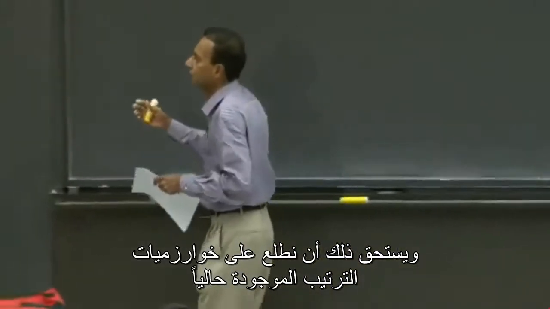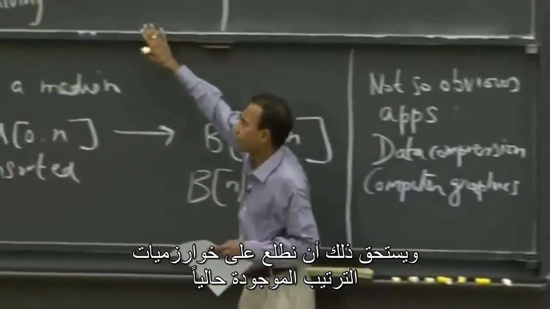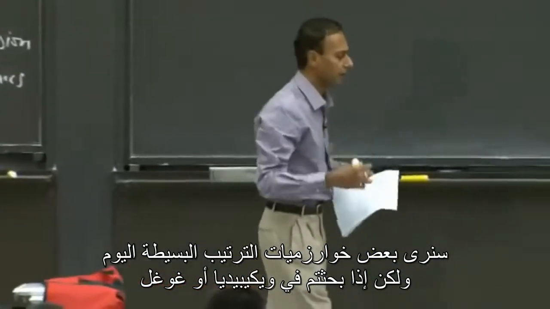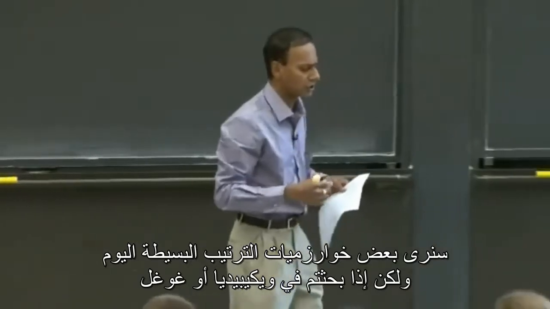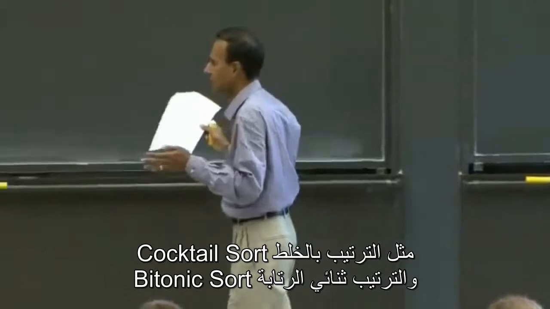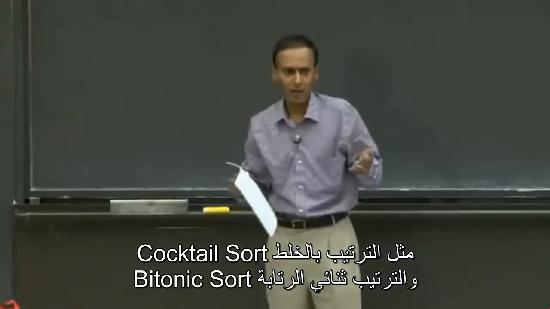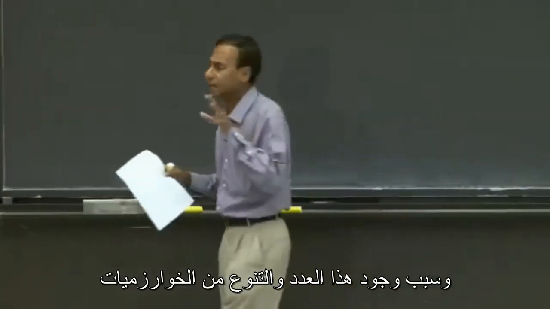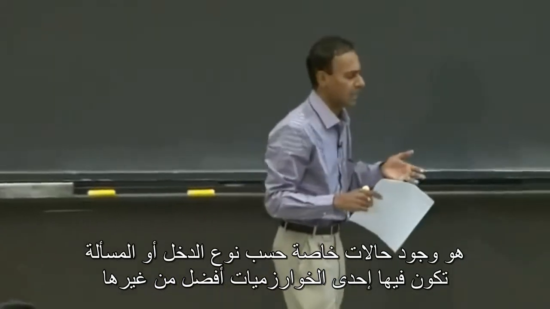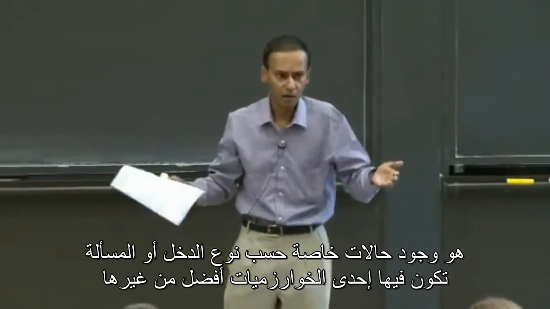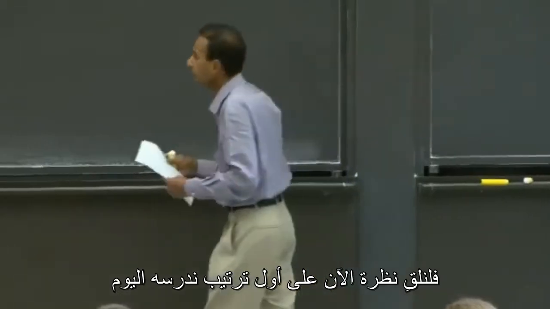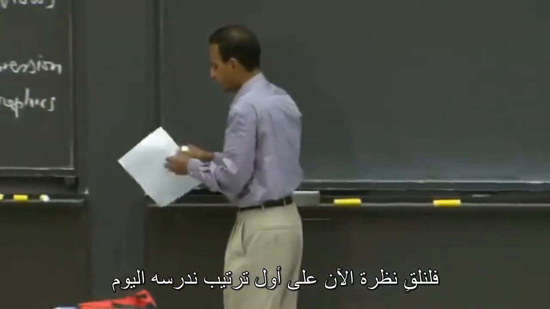So it's worthwhile to look at the variety of sorting algorithms that are out there. And we're going to do some simple ones today. But if you go and look at Wikipedia and do a Google search, there are all sorts of sorts, like cocktail sort and bitonic sort and what have you. And there are reasons why each of these sorting algorithms exists, because in specific cases, they end up winning on types of inputs or types of problems. All right? So let's take a look at our first sorting algorithm.